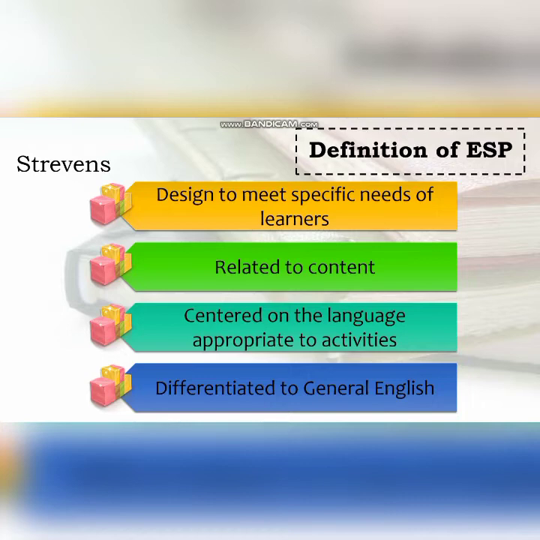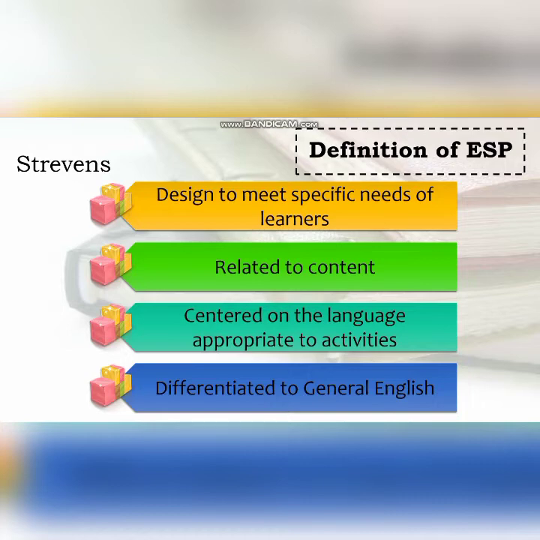Jadi siswa yang mengambil subjek English for hotel akan fokus untuk melakukan kegiatan bahasa Inggris yang terkait dengan kegiatan perhotelan. Contohnya kegiatan conversation dalam bentuk role play atau practice the conversation. Jadi activitiesnya akan lebih sesuai dengan targetnya tadi, lebih sesuai dengan students need.